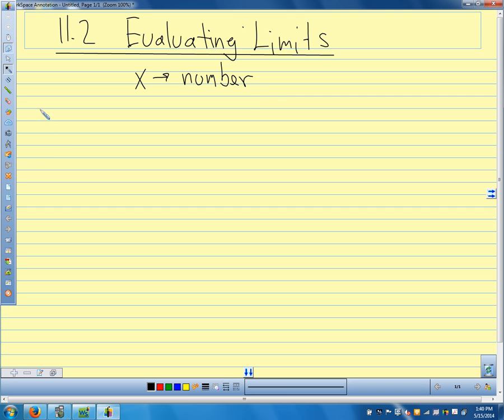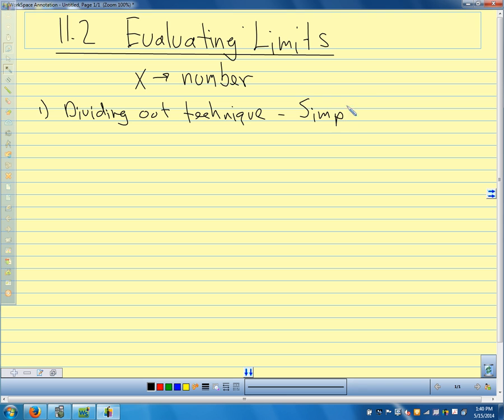So the first technique, our book calls it the dividing out technique. Just so you know, when you see that term, I just think of it as simplifying. So the dividing out technique, I think of it as simplifying. We don't necessarily have to give it a name. The book calls it dividing out.